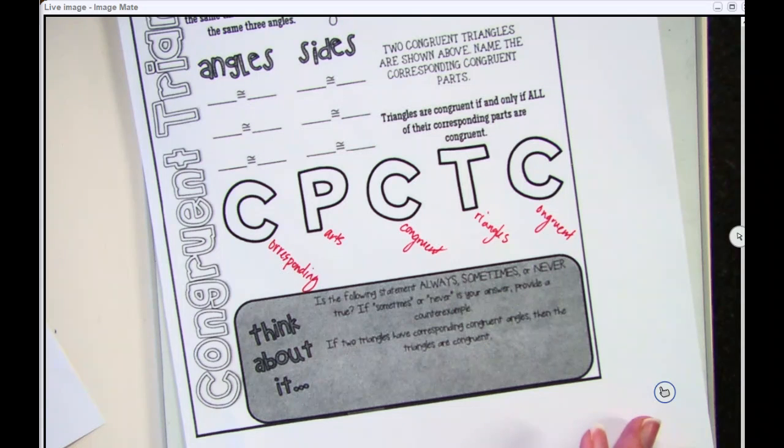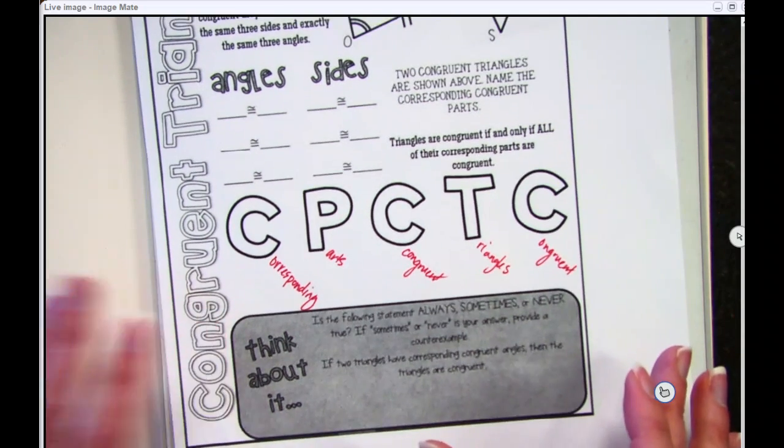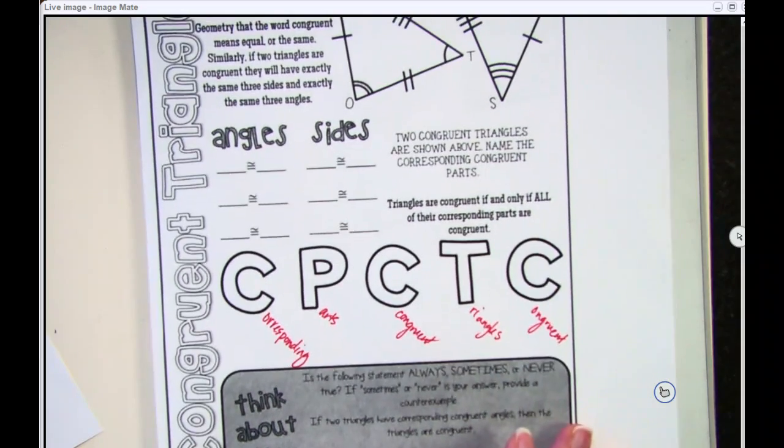That's a mouthful, right? I don't know if it's easier to say corresponding parts of congruent triangles are congruent or CPCTC. Say those both 5 times fast, Daria. It kind of gets all messed up in there.